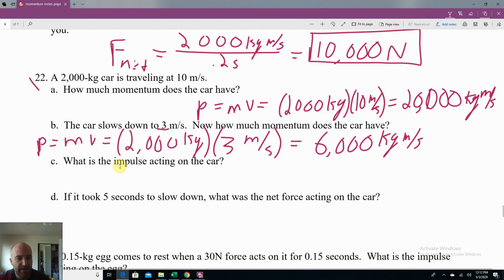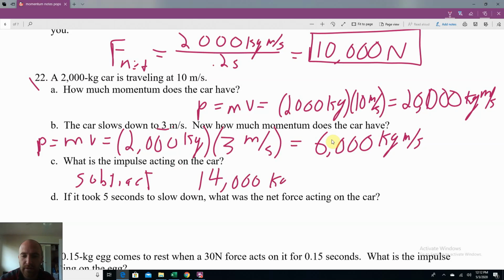What is the impulse that acted on the car? Well, what does impulse mean? Impulse means change in momentum. Let's think about how we can calculate that change. We used to have 20,000 momentum. Now we have 6,000. What did it change by? Well, I think we can find that by subtracting. 20,000 minus 6,000 is a change of 14,000 kilogram meter per second. The change in momentum.